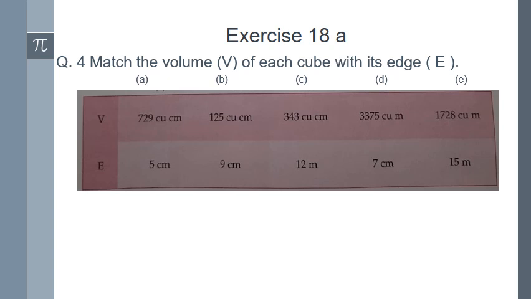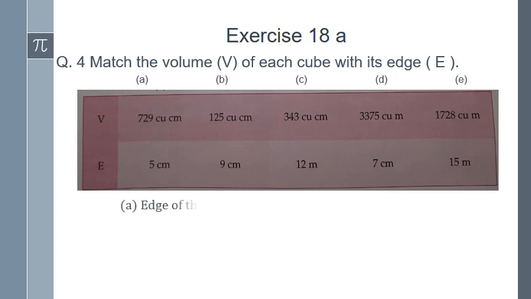The question number 4 is match the volume V of each cube with its edge E. So V is the short form of the volume and E is the short form of the edge. So now children, let us see how we are going to find out the volume. After finding the volume, we are going to match the edge with the correct volume.